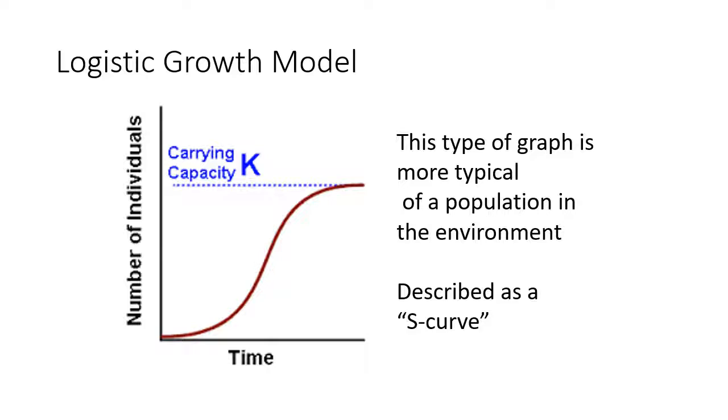So this is also known as the logistic growth model, or otherwise known as an S-curve. So here, the logistic growth model, or the S-curve. And this is more typical of a population in the environment. We'll reach carrying capacity K, which will then even out the population.